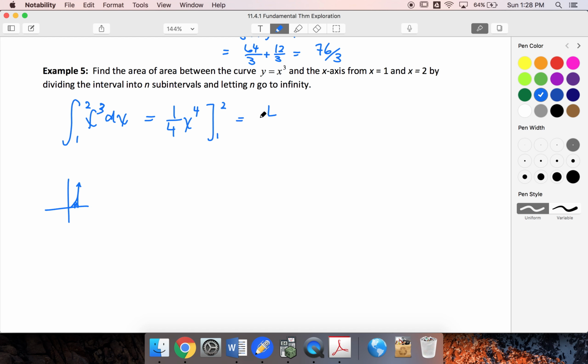So when I plug in my 2 to the 4th, this area really is like going from 0 to 2, but I want to subtract off this bit from 0 to 1. So this is going to end up being 4 minus 1/4 is 15/4 as my total area.